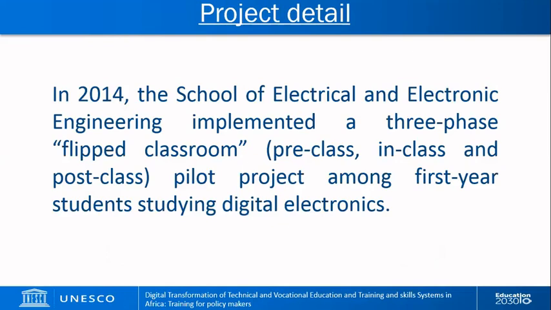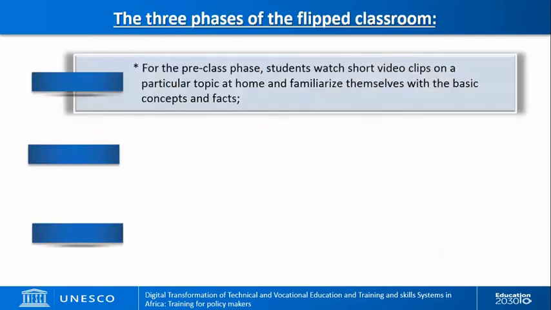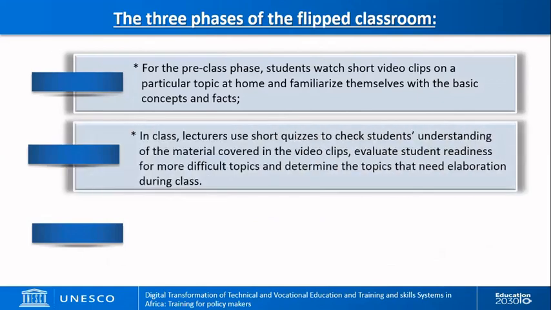Project details. In 2014, the School of Electrical and Electronic Engineering implemented a three-phase flipped classroom, pre-class, in-class, and post-class pilot project among first-year students studying digital electronics. The three phases of the flipped classroom are: for the pre-class phase, students watch short video clips on a particular topic at home and familiarize themselves with the basic concepts and facts.